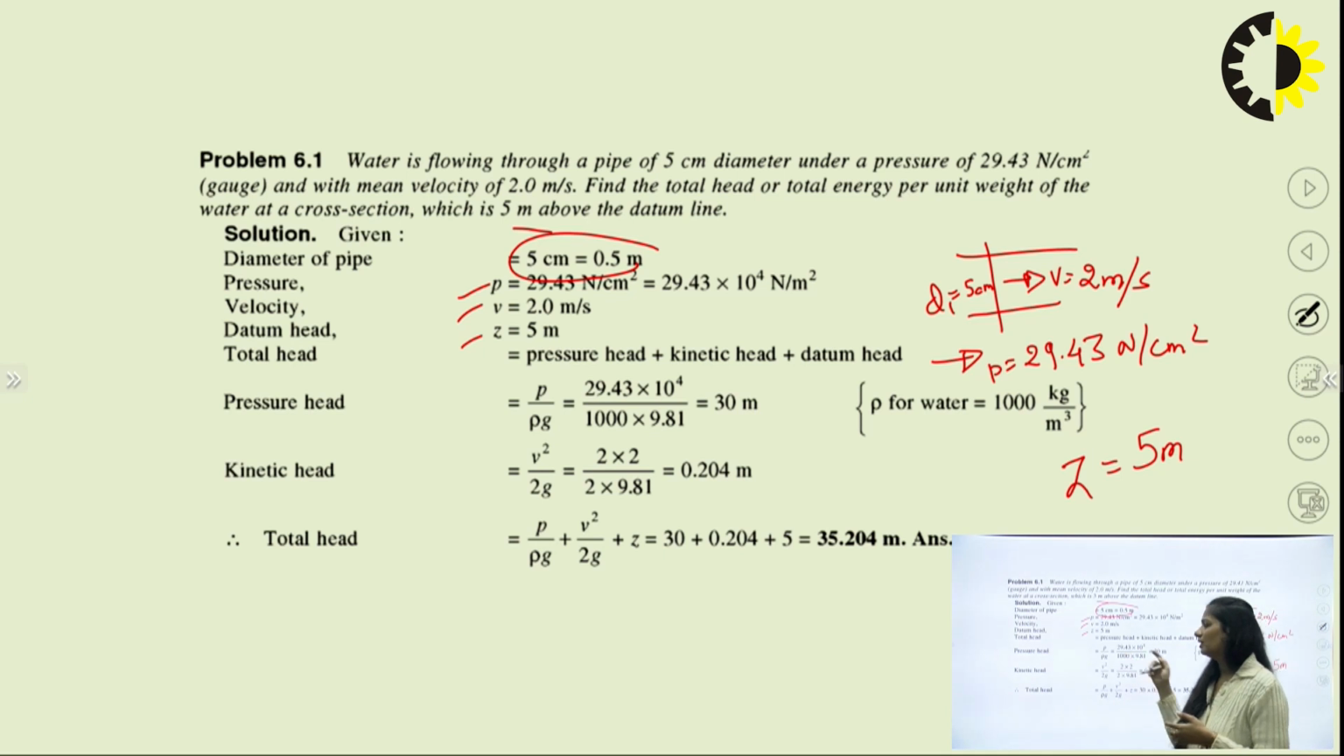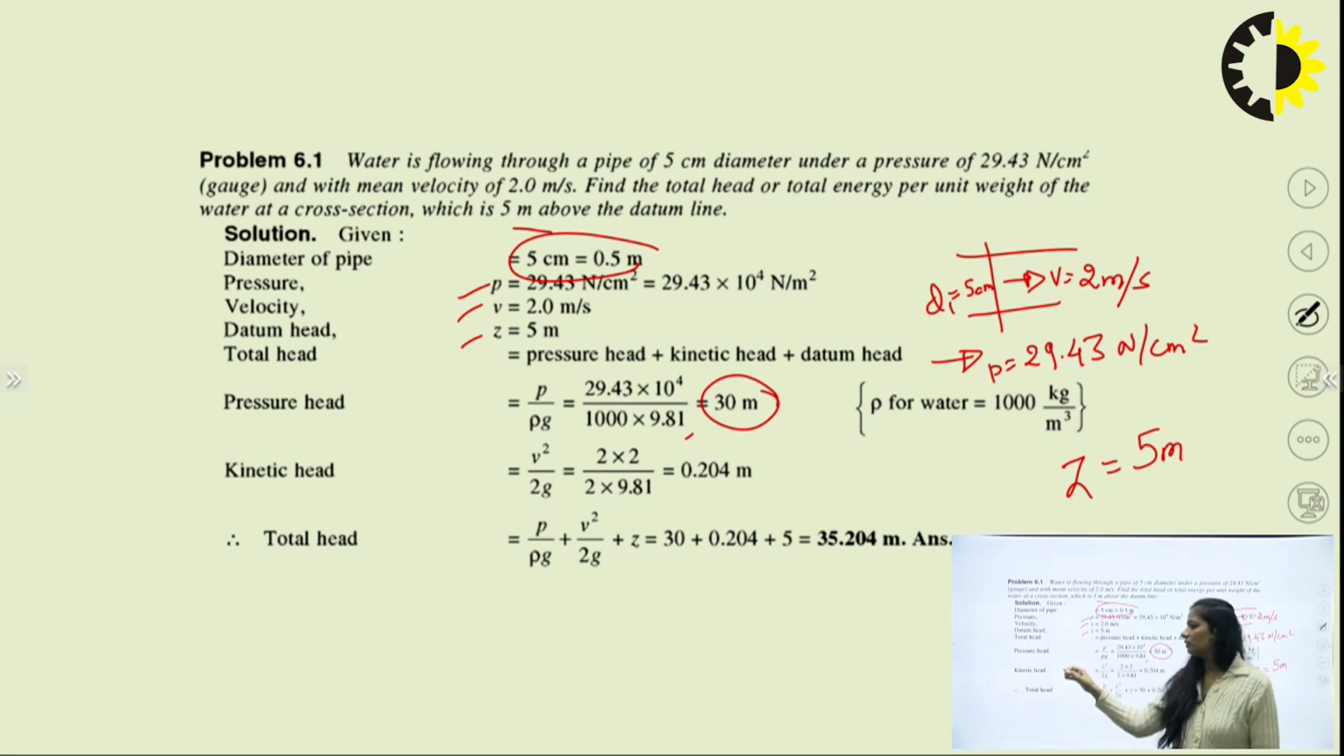Pressure head will be equal to P by rho g. Pressure is given, rho for water is 1000, and the value for g is the universal 9.81. So the pressure head will be equal to 30 meter.